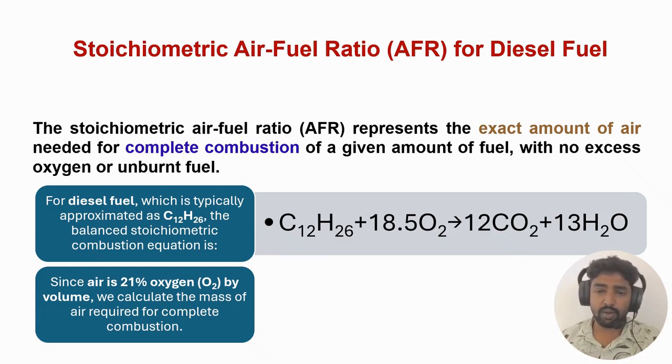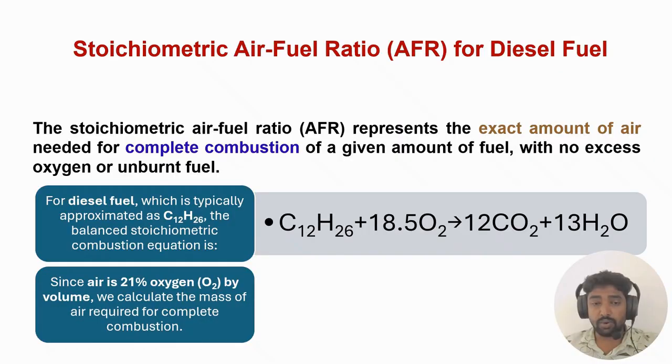So the amount of air required for combustion is the important quantity. And how much quantity? The correct quantity means it is called a chemically correct mixture. That chemically correct mixture is what is called the stoichiometric air-fuel ratio.